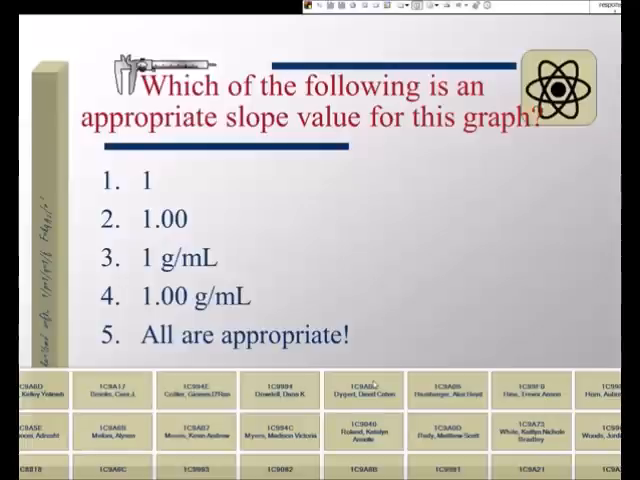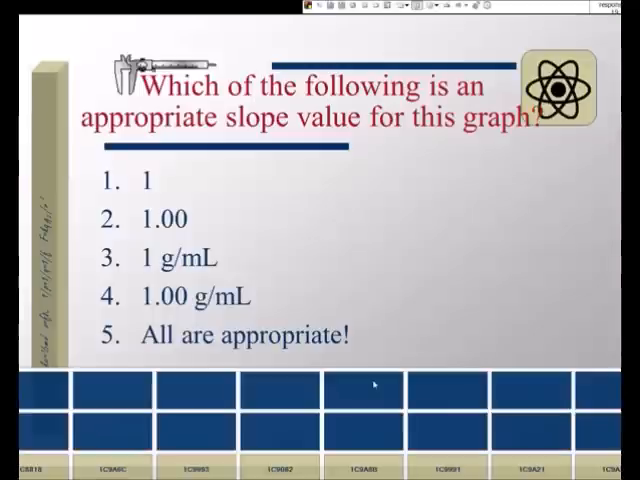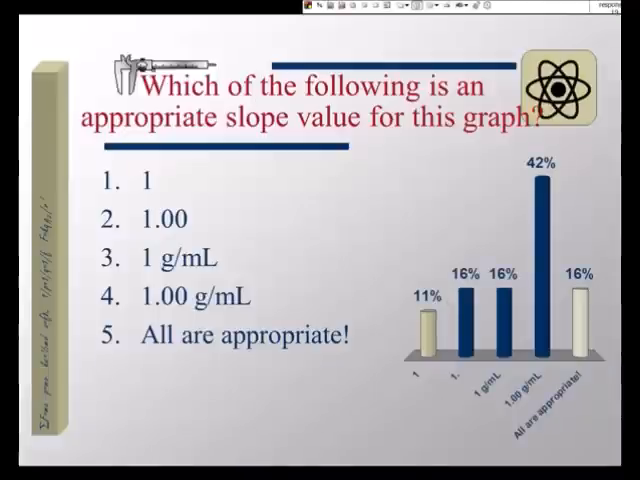Look at the choices up here. Are all these choices appropriate? Are they all correct ways of expressing that slope is equal to 1? I'm guessing a math teacher might be happy with any of those, but I would not be. It looks like the majority of you like the one that I like, which is choice 4. Choice 4 is the correct answer. What's wrong with 1 and 2?